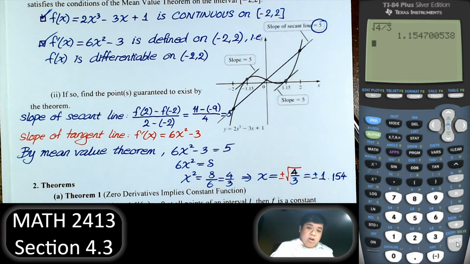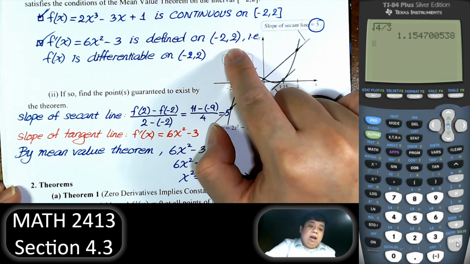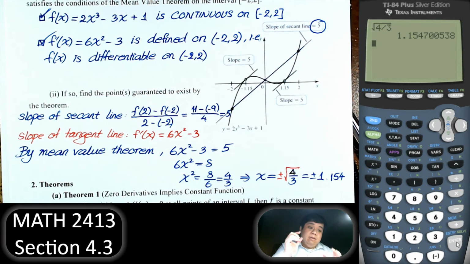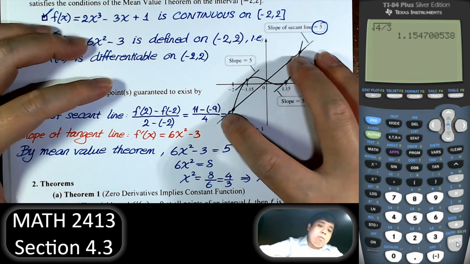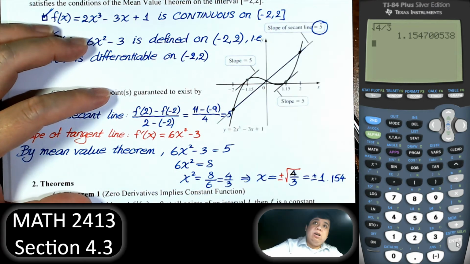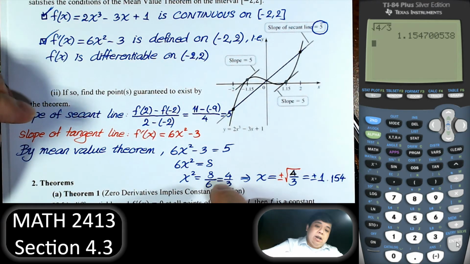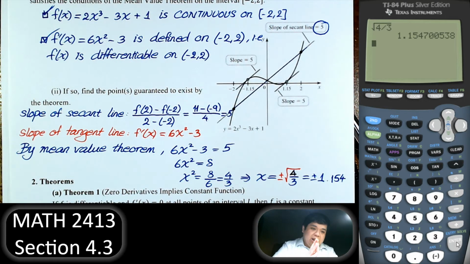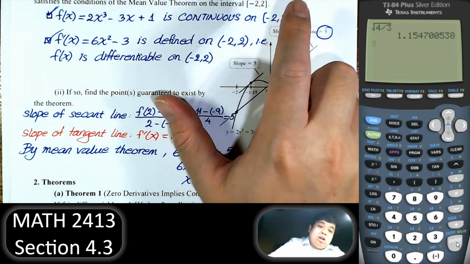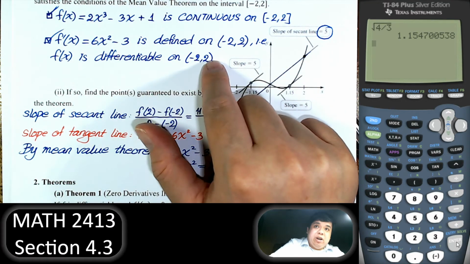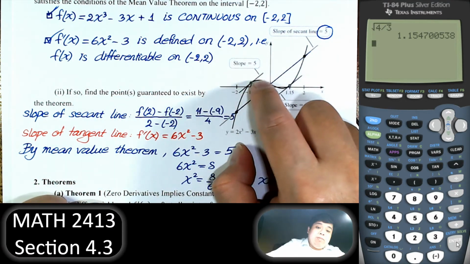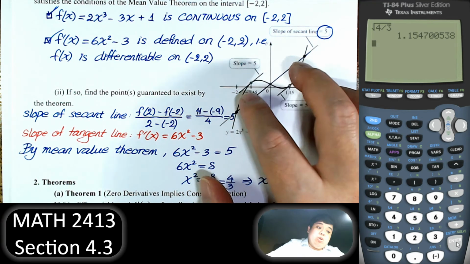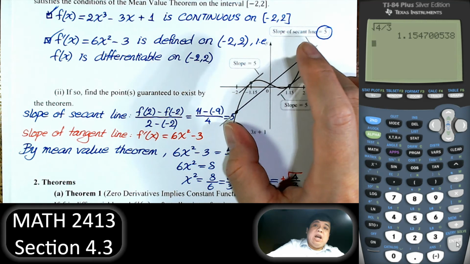So continuous on the closed interval, differentiable on an open interval. If this is the case, the slope of the secant line through the endpoints will be equal to, I should say that backward. Let me say that again. The function is continuous on the closed interval, differentiable on an open interval. Then there will be a point where the slope of the tangent line at that point will be equal to the slope of the secant line through the endpoints.